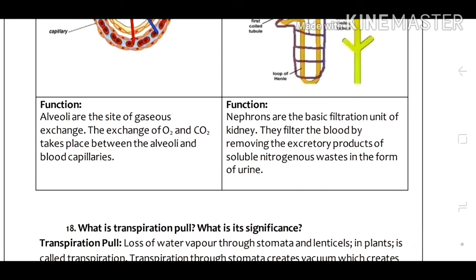Alveoli function. Alveoli are the site of gaseous exchange. The exchange of O2 and CO2 takes place between the alveoli and blood capillaries. Nephron function. Nephrons are the basic filtration unit of the kidney. They filter the blood by removing the excretory products, the soluble nitrogenous wastes, in the form of urine.